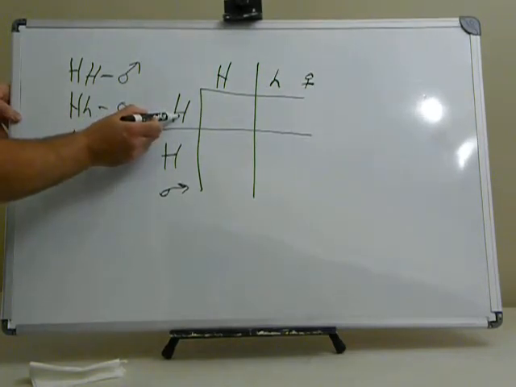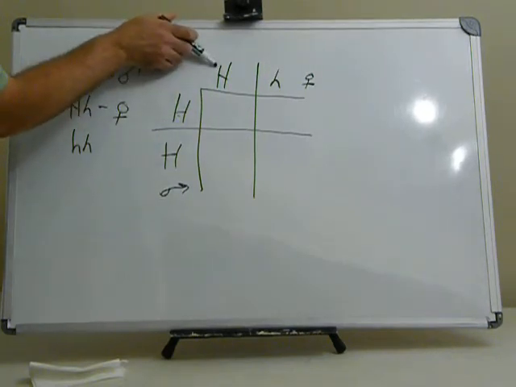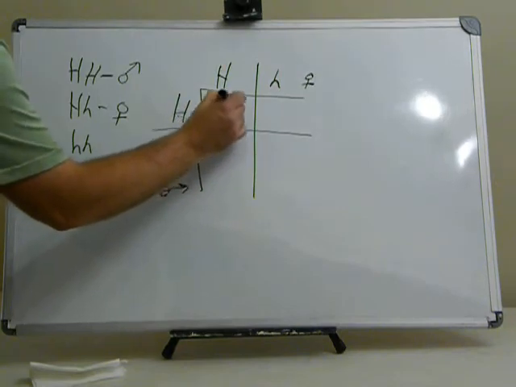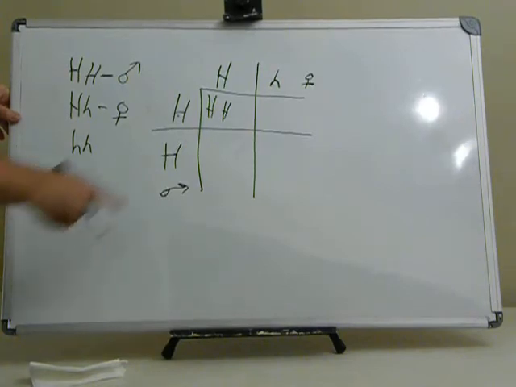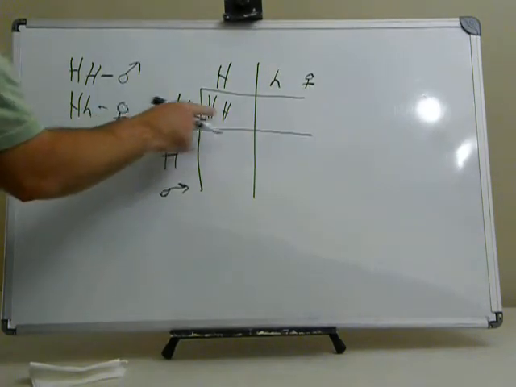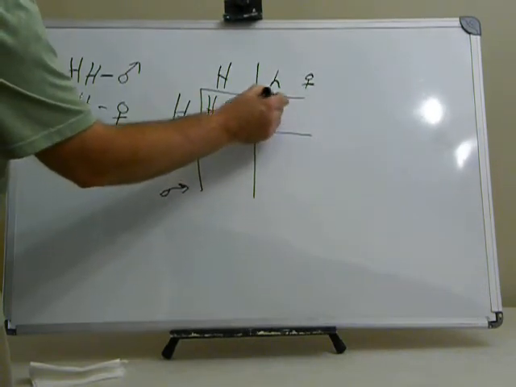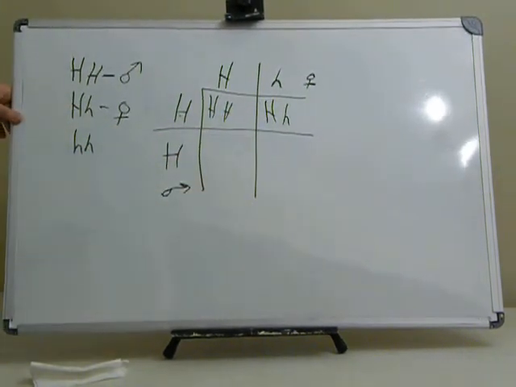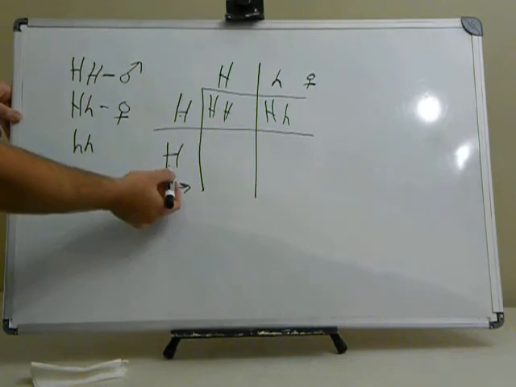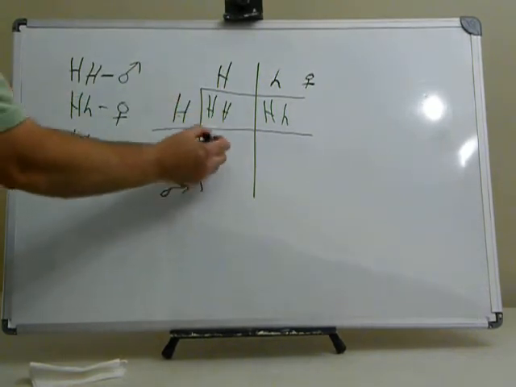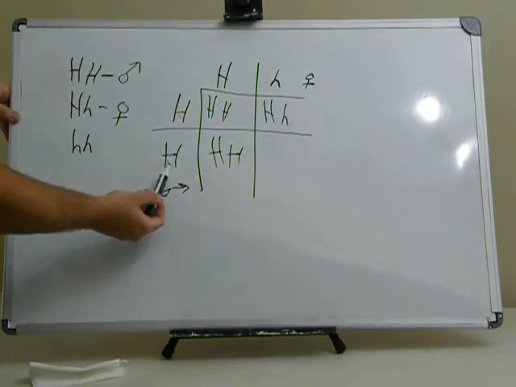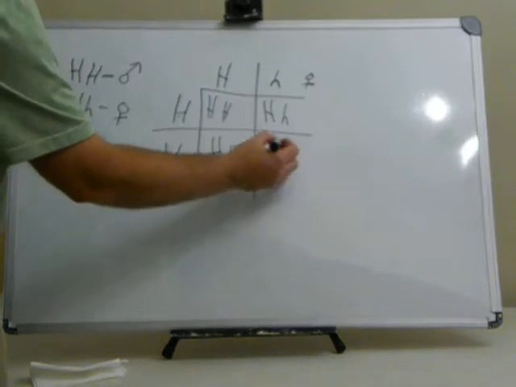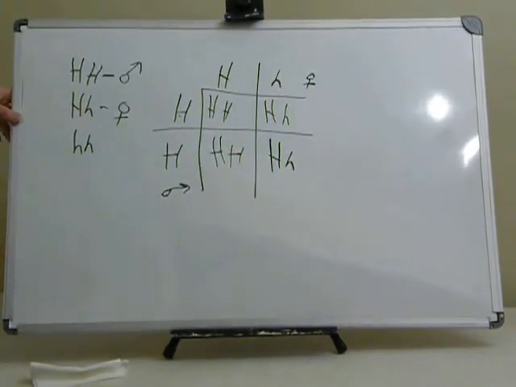Now to figure out what the babies would be, we take Daddy. If Daddy contributed this big H and Mama contributed this big H, the resulting baby would be big H, big H, which we would call homozygous dominant. If Daddy contributes this big H and Mama instead contributes this little h, the resulting offspring would be big H, little h, and we would call that heterozygous. If Daddy contributed this other big H instead, with Mama's big H, we would get another homozygous dominant offspring. If Daddy contributed this big H with Mama's little h, we get another heterozygous child.